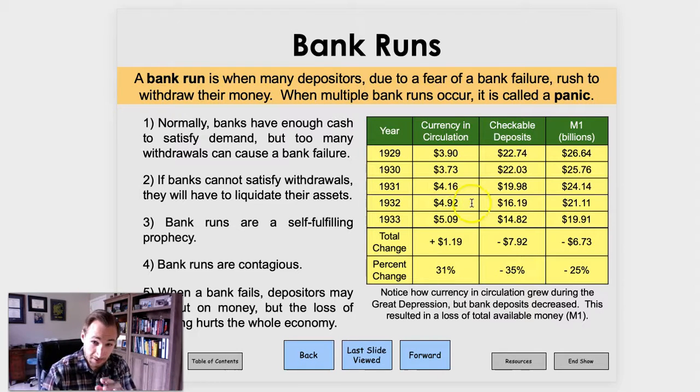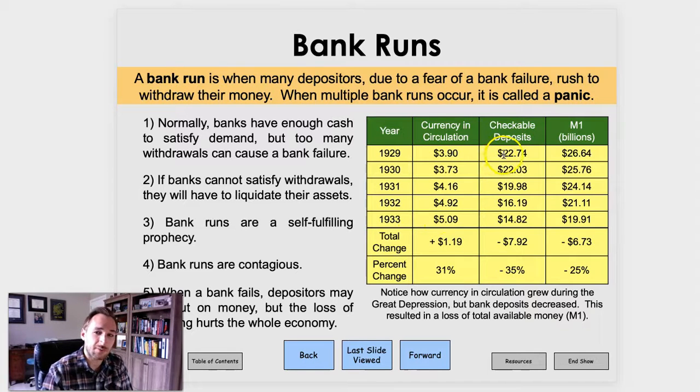This chart is showing that even though money can be pumped into the economy by the Fed, here we have it going on in the Great Depression, we see currency in circulation is increasing, so the Fed is pumping out money.